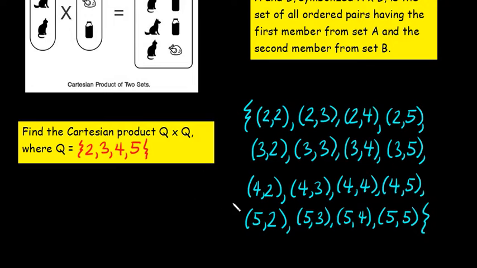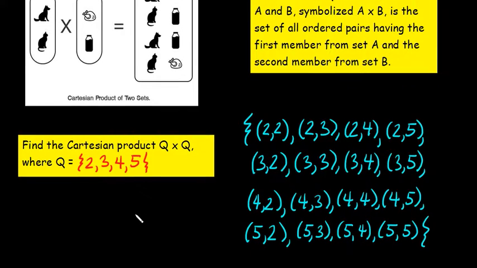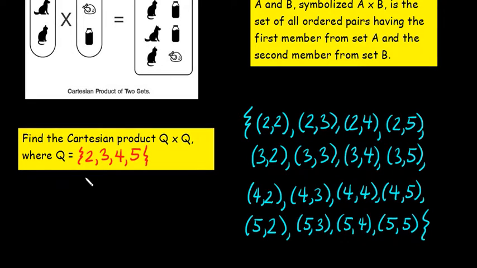Then I move to the 4. I'd have the 4 with the 2, the 4 with the 3, the 4 with the 4, and the 4 with the 5. And lastly, the 5. The 5 with the 2, the 5 with the 3, the 5 with the 4, and the 5 with the other 5. So this right here is the Cartesian product, and it's just the set of all the ordered pairs from what you're given, set A first and set B second.